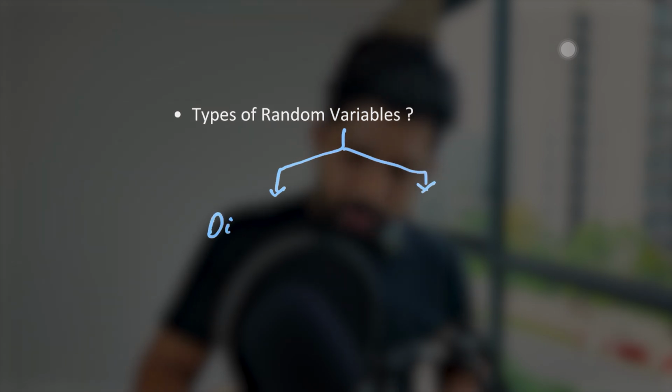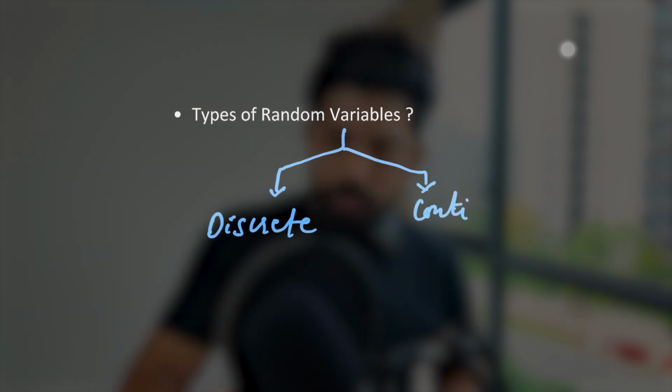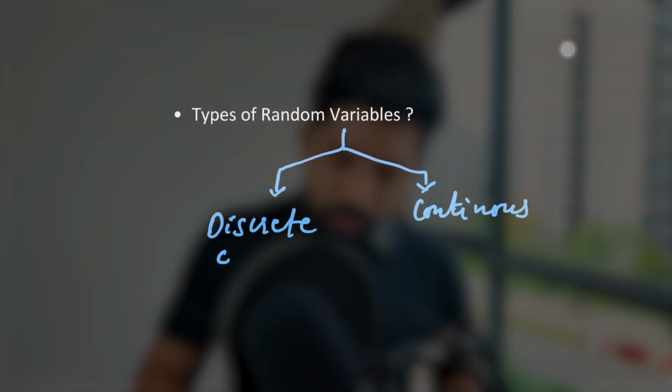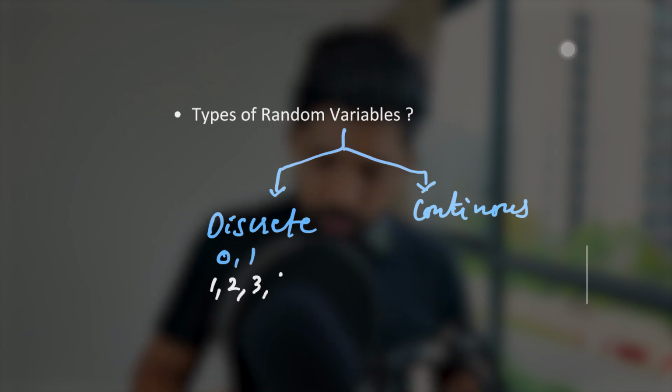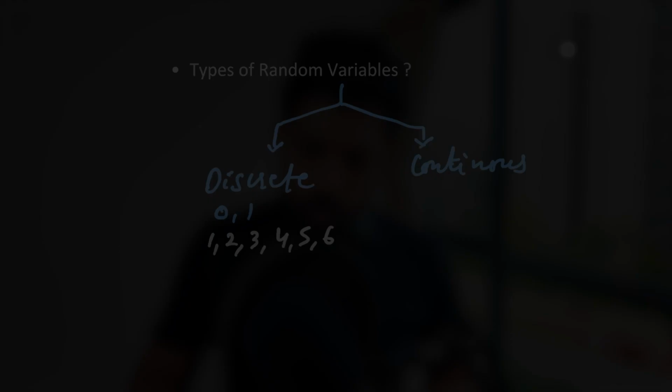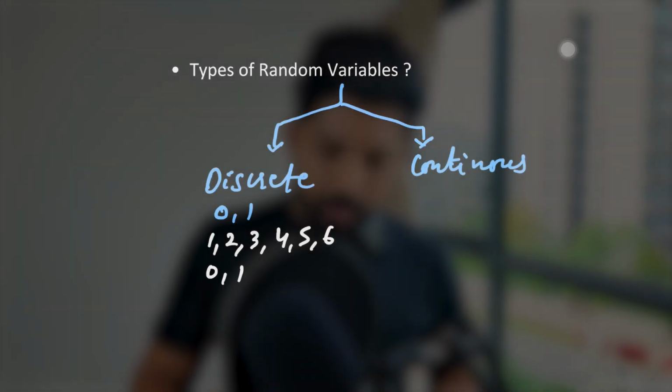So we have two types. One is discrete and another is continuous. When we talk about discrete, it means you have integer values. Let's say we just talked about the coin, so you had 0 or 1 as the possible outcomes. We talked about the dice, you have 1, 2, 3, 4, 5, 6 as the possible outcomes. Again, we talked about the trade, you might be in profit or you might be in loss. So you can represent them as 0 or 1, right?